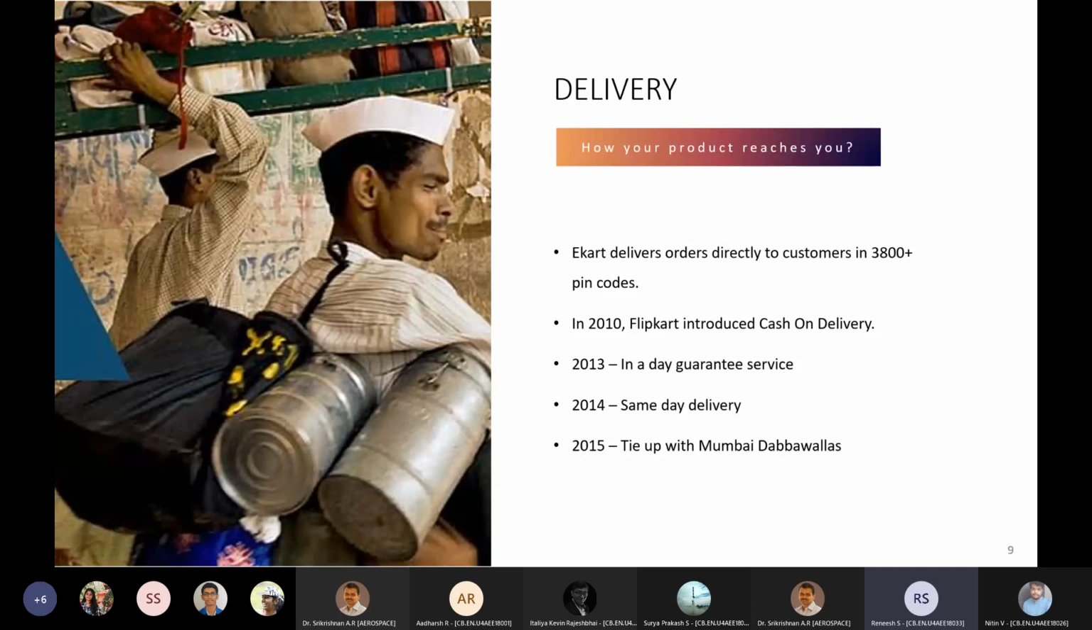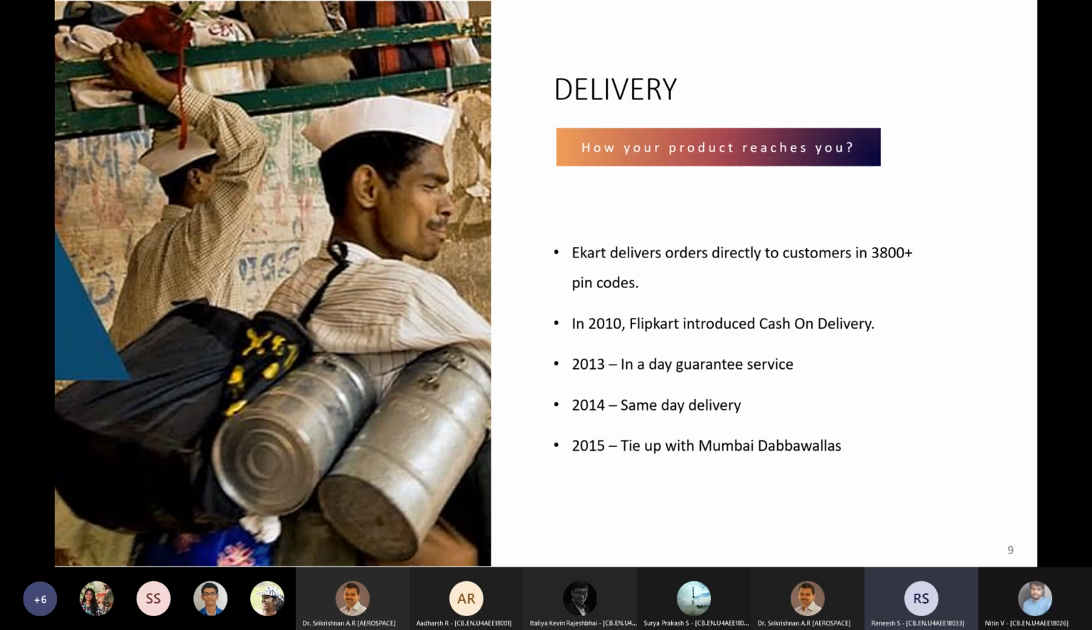So eCart actually has a delivery system which delivers all the shipments to more than 3,800 pin codes. The timeline of Flipkart's logistics journey is given here. In 2010, Flipkart introduced its first cash on delivery system, and in 2013, since it had a greater logistics system, it introduced an in-a-day guarantee service in which if a customer places an order, the order will be delivered to the customer by the next day.